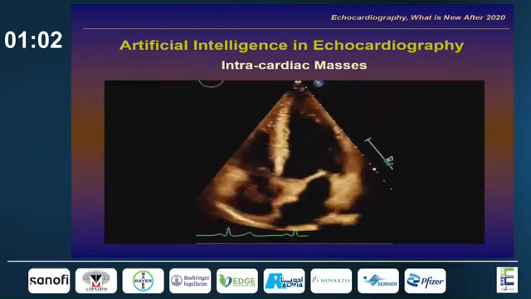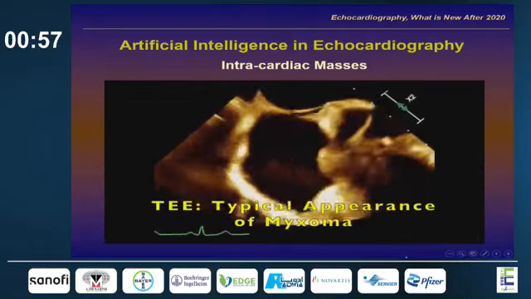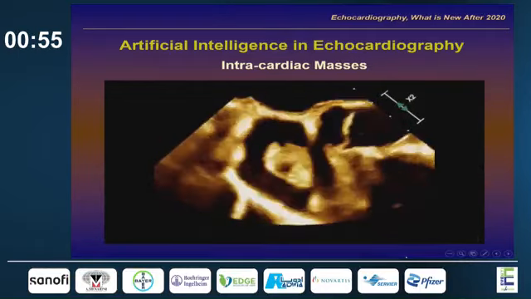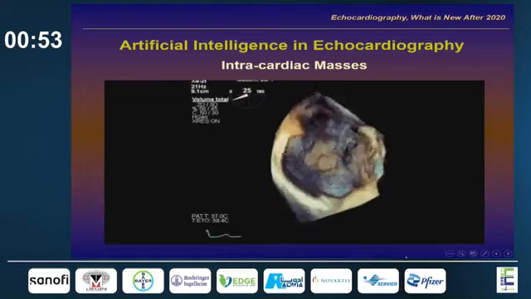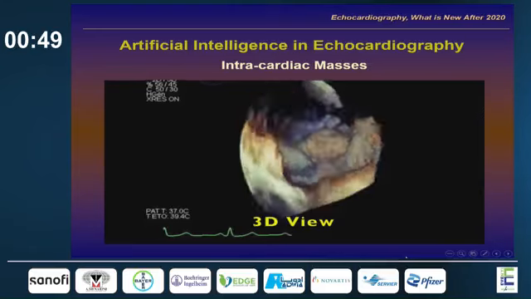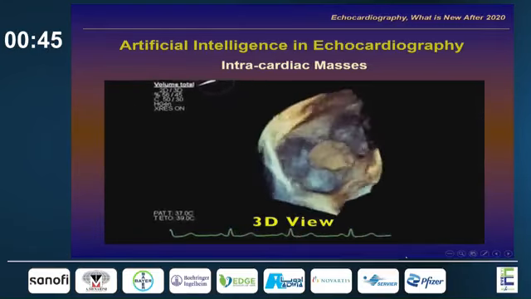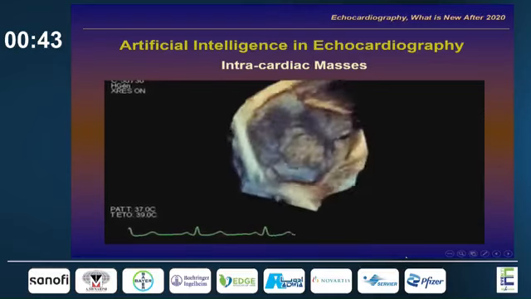I will leave you with 30 seconds about this video about left atrial myxoma. You can see the journey starting from the 2D images up to the 3D images, and then you can see how the artificial intelligence could help you for assessment of such a disease.